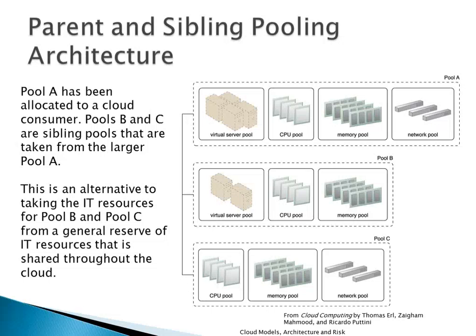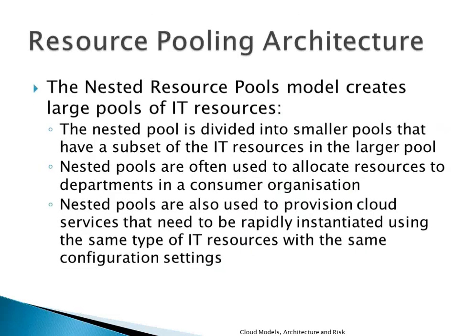So doing it this way is a better way of doing it, rather than having one large pool, which is in the data center or in the geographical area of the cloud, and then allocating straight from that. So you'd set up a series of smaller pools. So if you go down the nested pool model, again, you create the large pool of IT resources. This nested pool is then divided up into smaller pools that have a subset of the resources in the larger pool. And so in here, in the nested pool one, what you do is you will allocate the larger pool to a consumer, and he can then allocate resources to departments in these nested pools.